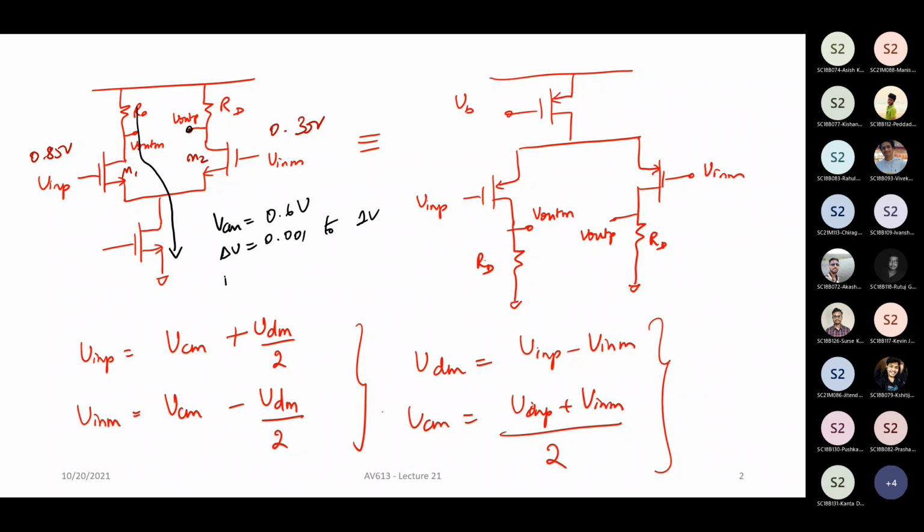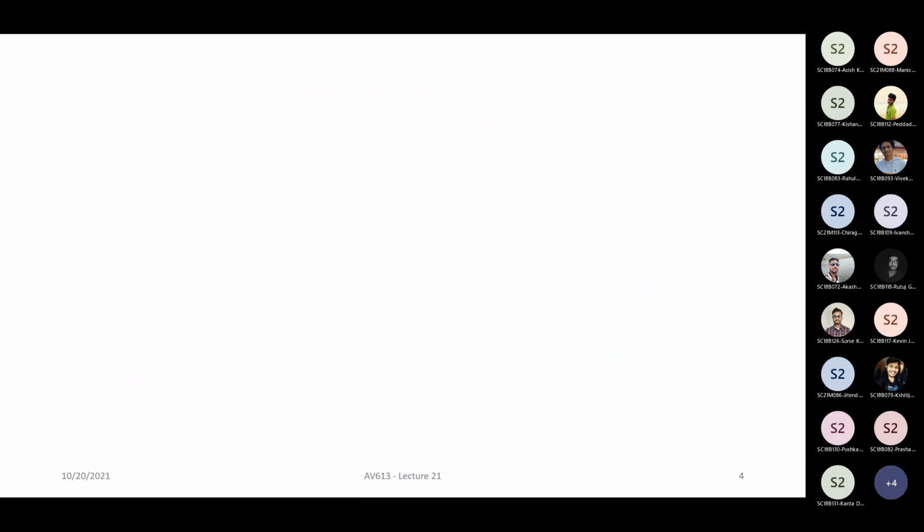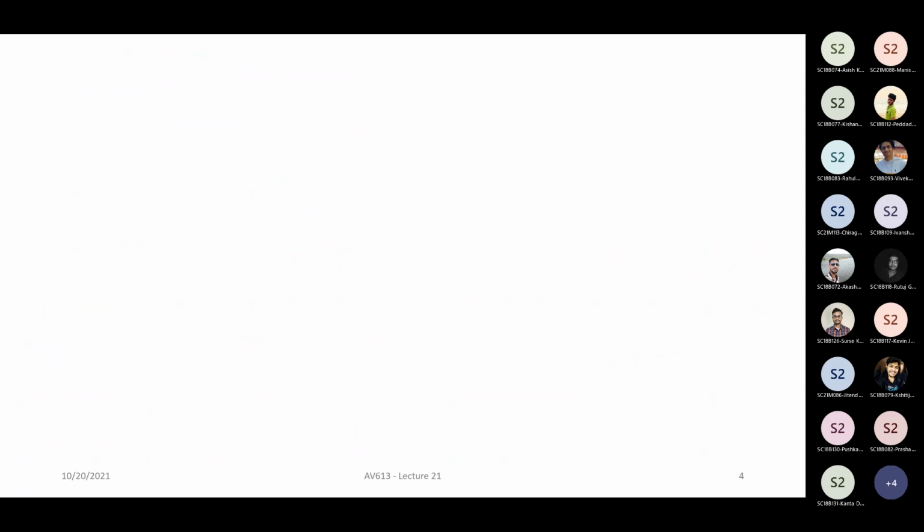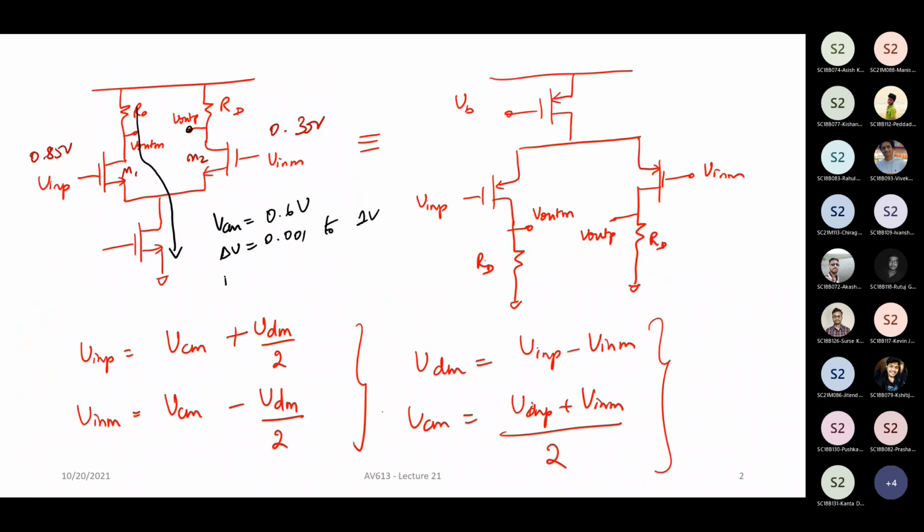All right. Now this is what is called the large signal behavior of a differential pair. Now, in the previous class, we came up with the differential mode gain. What is the differential mode gain of this particular circuit?